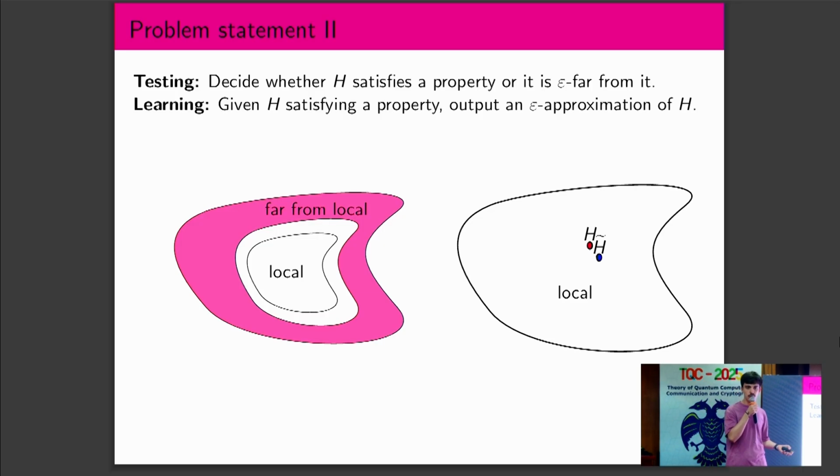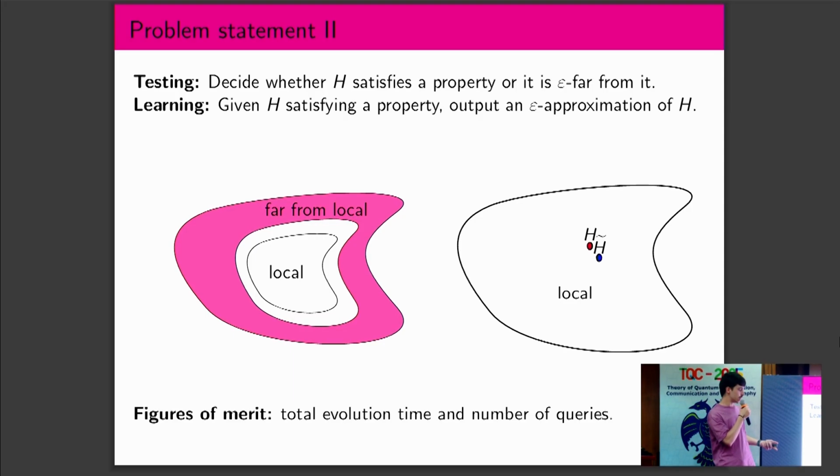But we not only want to solve them, we also want to do it efficiently. And to speak about efficiency, we need also a notion of figure of merit. So the two figures of merit that we're going to care about in this work are the number of queries, the number of times that we apply the unitary time evolution operator, and the total time that we need to evolve the system in order to solve the problem. This is the total evolution time, and this is just the sum of the times at which we query the unitary time evolution operator.